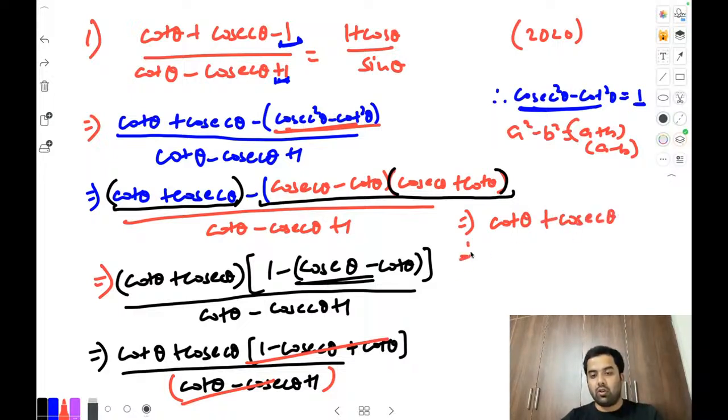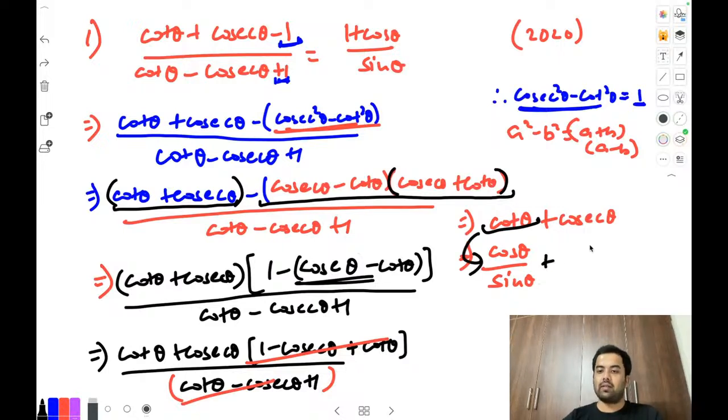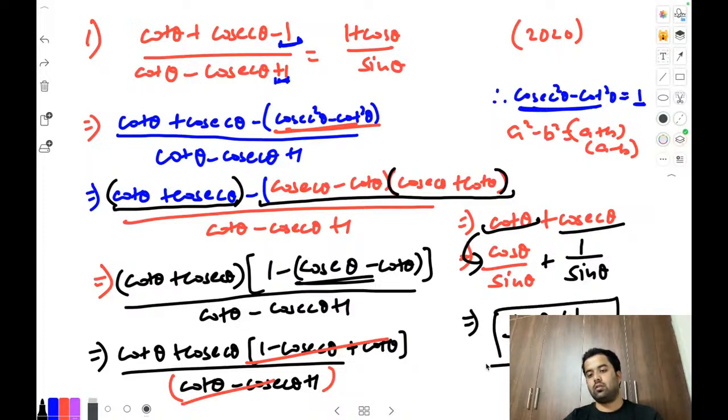Okay. Cot theta formula, what is that? It is cos by sine. Let me make an arrow. The formula is cos by sine plus cosec. Cosec formula is 1 upon sine. Now take an LCM here. Sine will be the LCM. Upper part will become what? Cos theta plus 1. That's all.